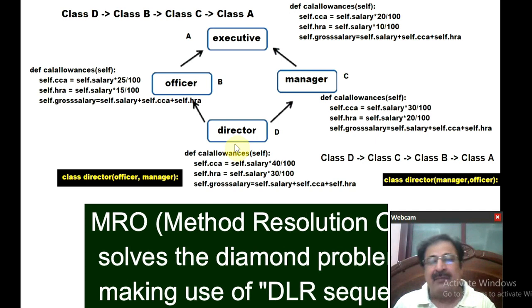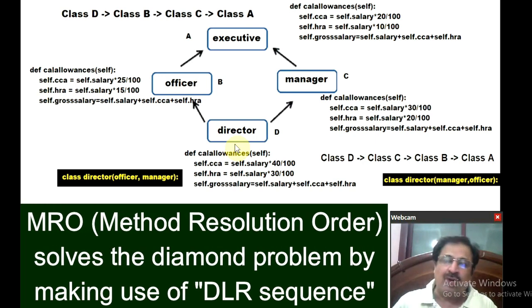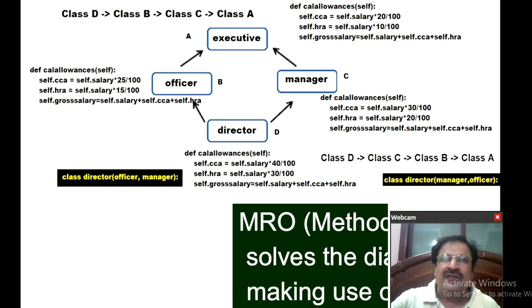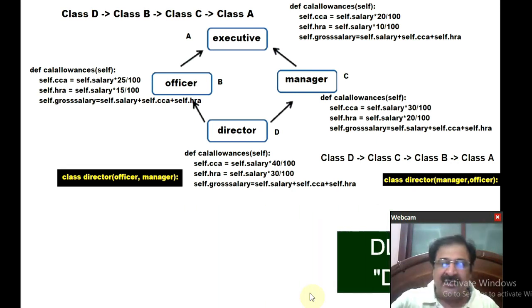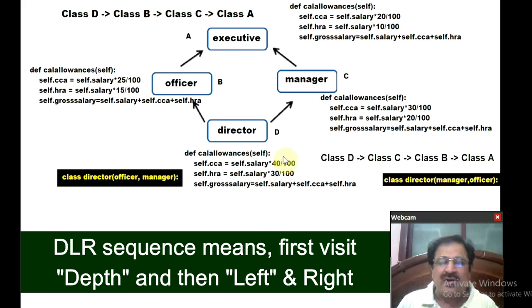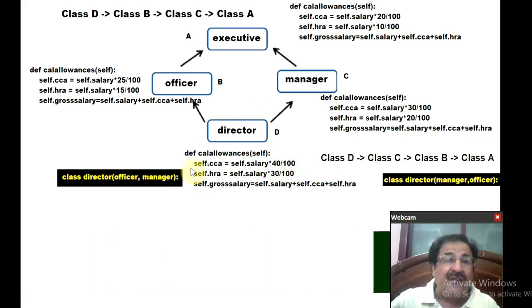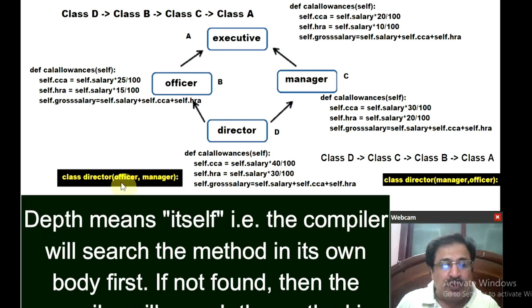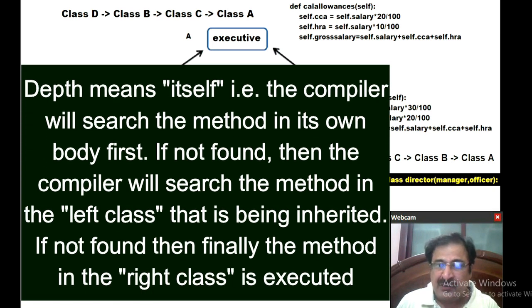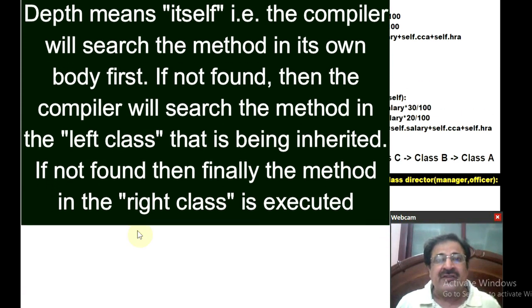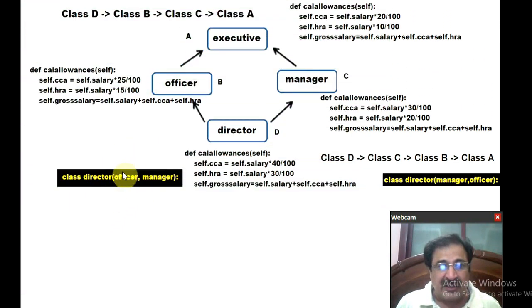The solution is MRO, that is method resolution order. What does it do? It makes use of the DLR sequence, that is depth, then left and right. That means it will search for the desired function in its own body. If that function is not found, it will search for the left function which has been inherited. It will search for the desired function in the first class which has been inherited. That is, it will search for the cal allowance function in the officer class. If it is not found in the officer class, it will search for the function in the next class which has been inherited. But if that function is found in the officer class, it will execute it without any conflict.